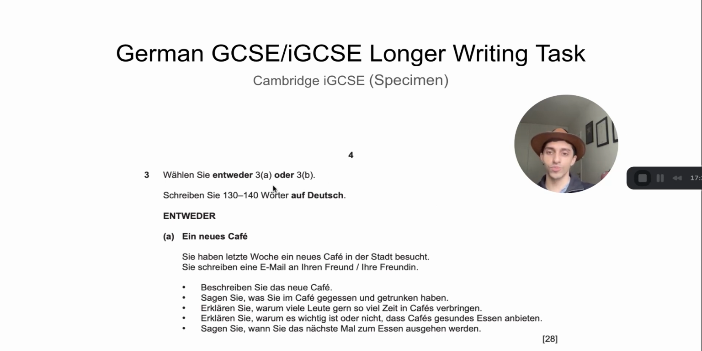So it says, choose between either 3A or 3B. Obviously here, the answer I'll show you is for 3A. Write 130 to 140 words in German. As mentioned, there can be some kind of a range of words or acceptable word count.